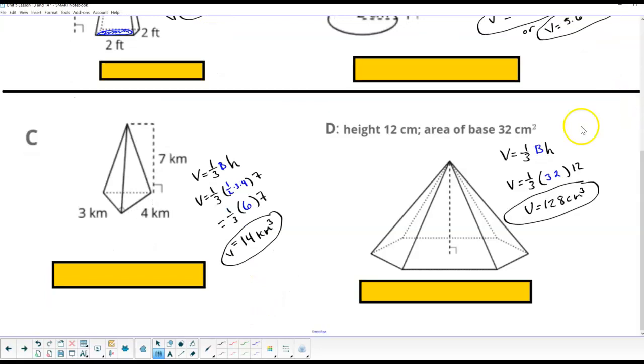And then part D. This one looks like it might be the scariest, but it actually is probably the friendliest. They tell me the height and they tell me the area of the base is 32. So I don't have to do the calculations. It's just 1/3 times 32 times 12, which gives me 128 centimeters cubed. Double check your units. Did you put units for volume? It should always be units cubed for every one of these.